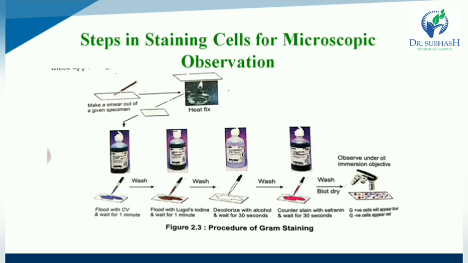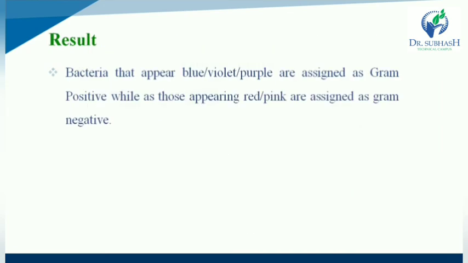If gram positive cells, they appear blue in color. If gram negative bacterial cells, they appear red in color. So that is the steps in staining cells for microscopic observation. Next one is result.